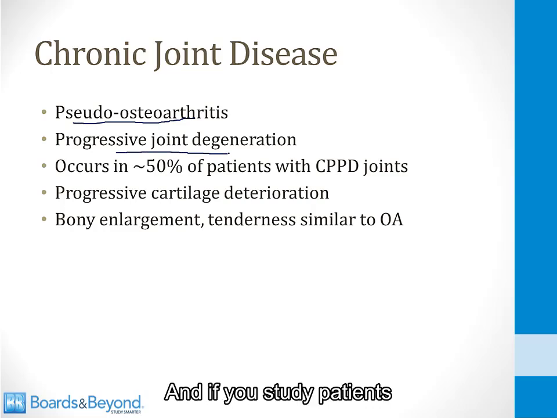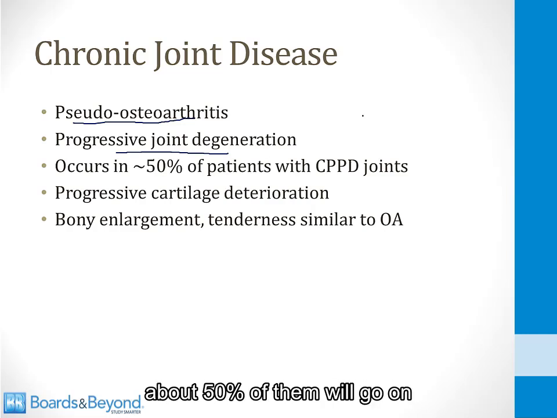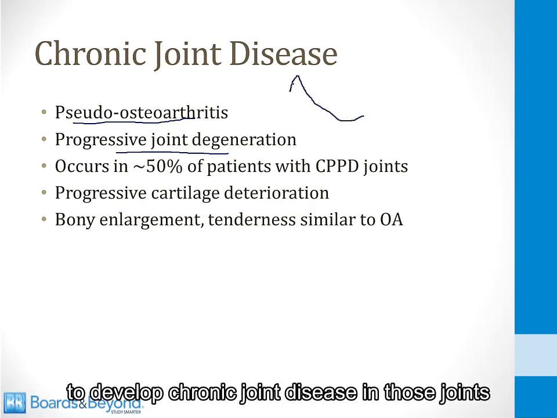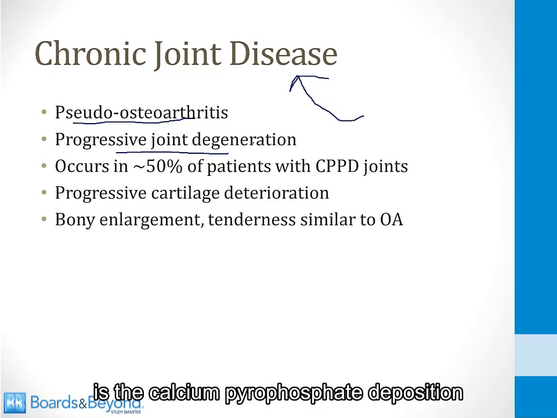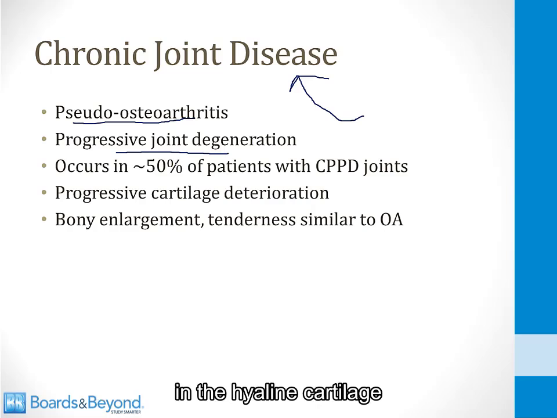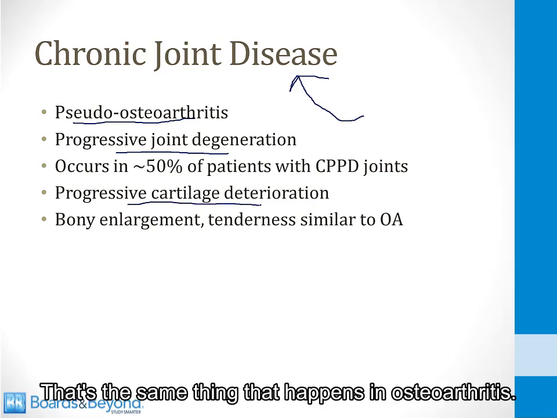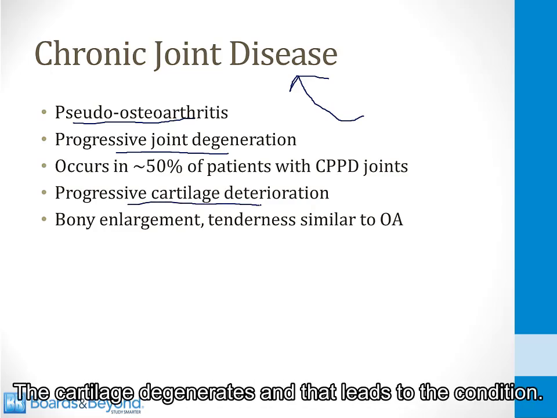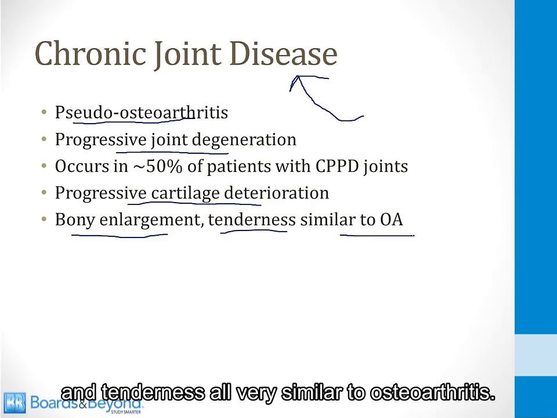And if you study patients who have asymptomatic CPPD in their joints, about 50% of them will go on to develop chronic joint disease in those joints, similar to osteoarthritis. Basically, what's happening here is the calcium pyrophosphate deposition in the hyaline cartilage leads to progressive cartilage deterioration over time, and that's the same thing that happens in osteoarthritis. The cartilage degenerates, and that leads to the condition. So these patients can go on to develop bony enlargement and tenderness, all very similar to osteoarthritis.